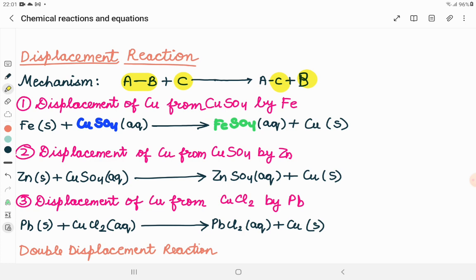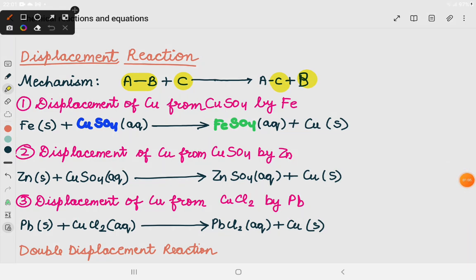Now we have three examples of displacement reaction. The first one is when we displace this copper from copper sulfate by iron. So what we are doing is basically, see what is there actually, that we have actually copper sulfate. Okay, now what we are doing is this copper, and we have here iron also. Now instead of this copper, this iron will come, so we will form this iron sulfate and this copper will get separated. Now here what is happening, copper is displaced by iron. So this is a type of a displacement reaction.